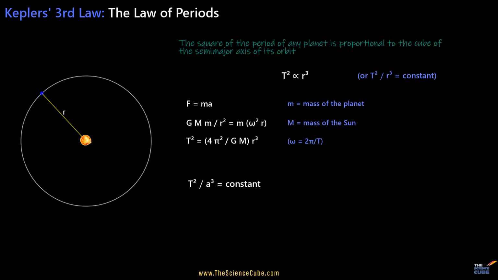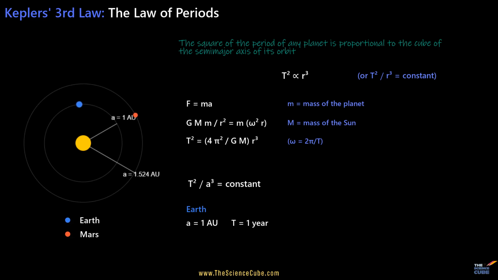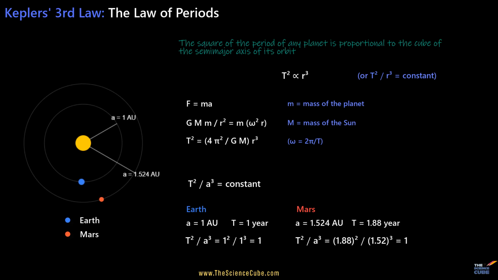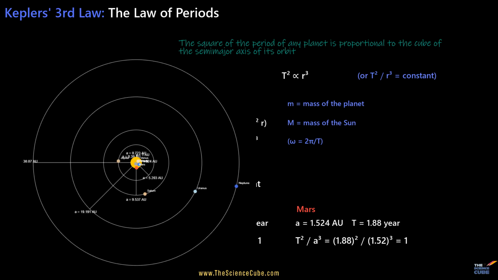So for our solar system, Earth's average distance from the Sun is about 1 astronomical unit and its orbital period is 1 year. Plugging these values gives T squared/a cubed is equal to 1. Now, if we take another planet in our solar system, say Mars, for which a is 1.524 AU and T is equal to 1.88 years, what you get is T squared/a cubed is again 1. And this ratio of 1 would be true for all planets in our solar system.